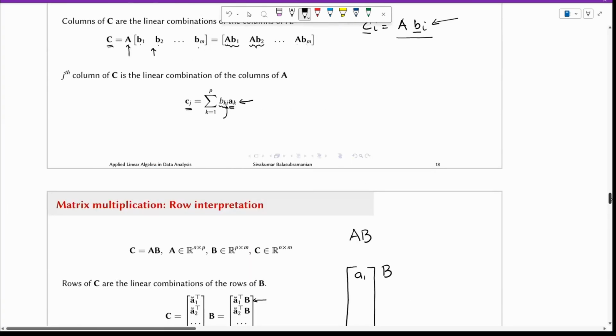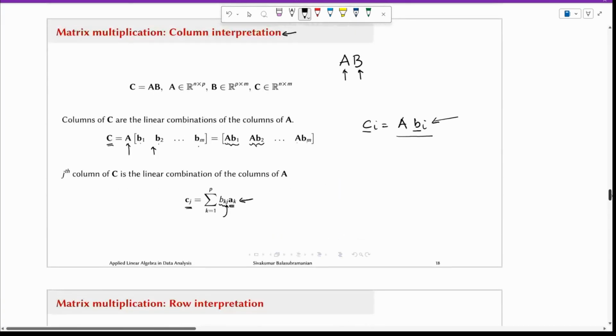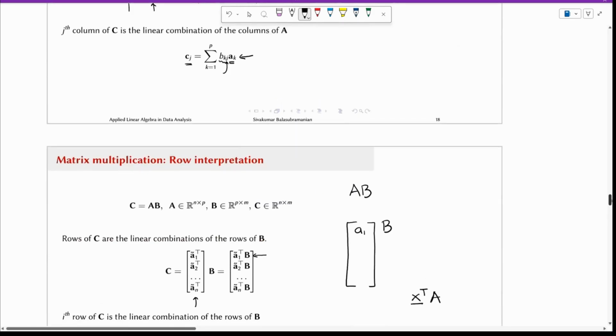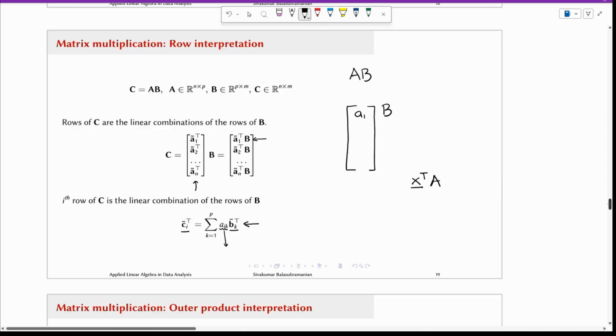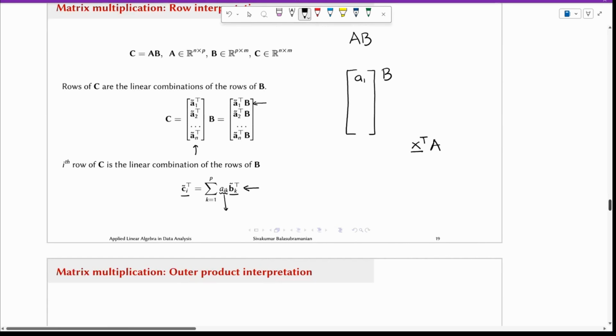Right. Now, if you see the column interpretation and the row interpretation, we left one of the matrices as it is, and we represented the other matrix as a block column or a block row. So here, in the column view, we left A as it is, and we represented B as a block row with the individual elements being column vectors. In the row interpretation, we left B as it is, and we represented A as a block column with each element of the block column being rows of A.